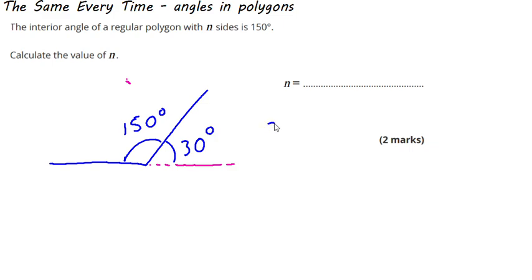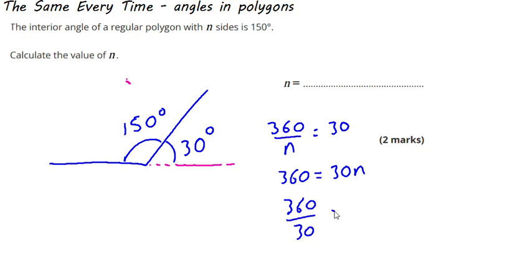So 360 divided by n equals 30. Multiply by n, 360 equals 30 times n. Divide by 30, 360 divided by 30 equals n. Number of sides, number of angles is going to be 12.